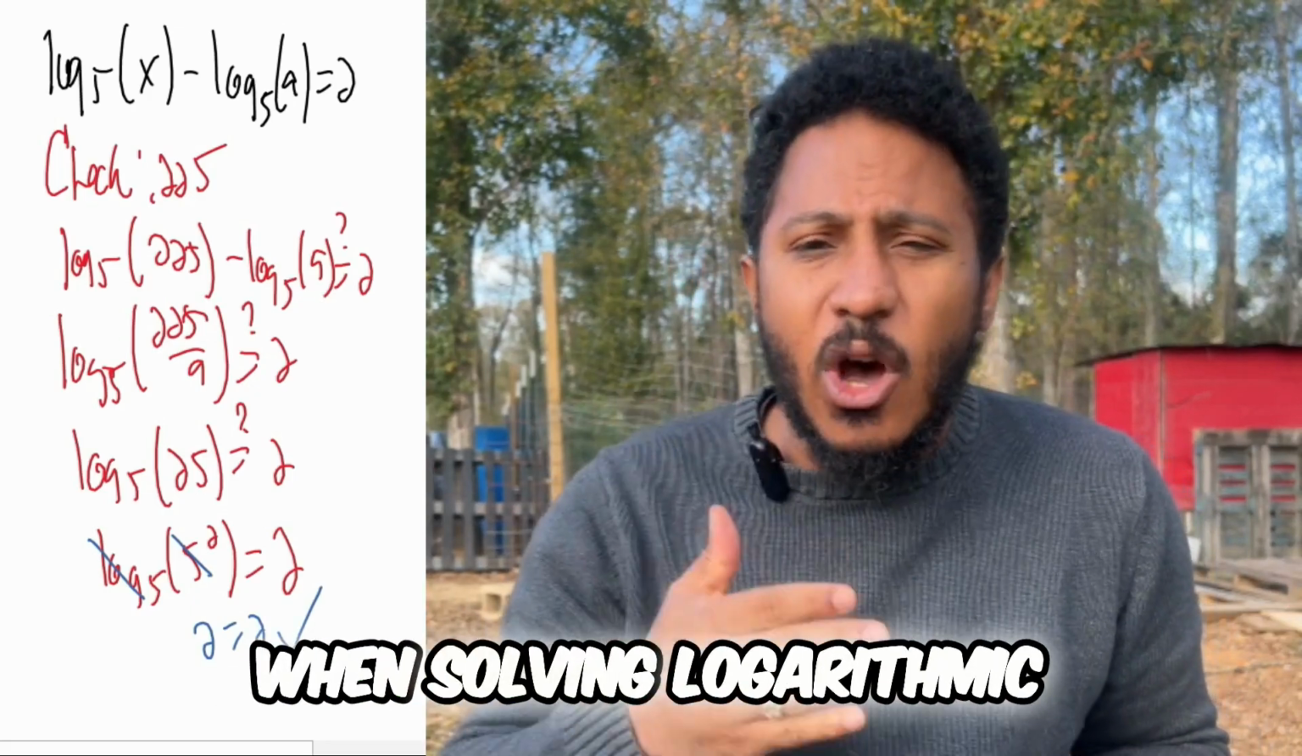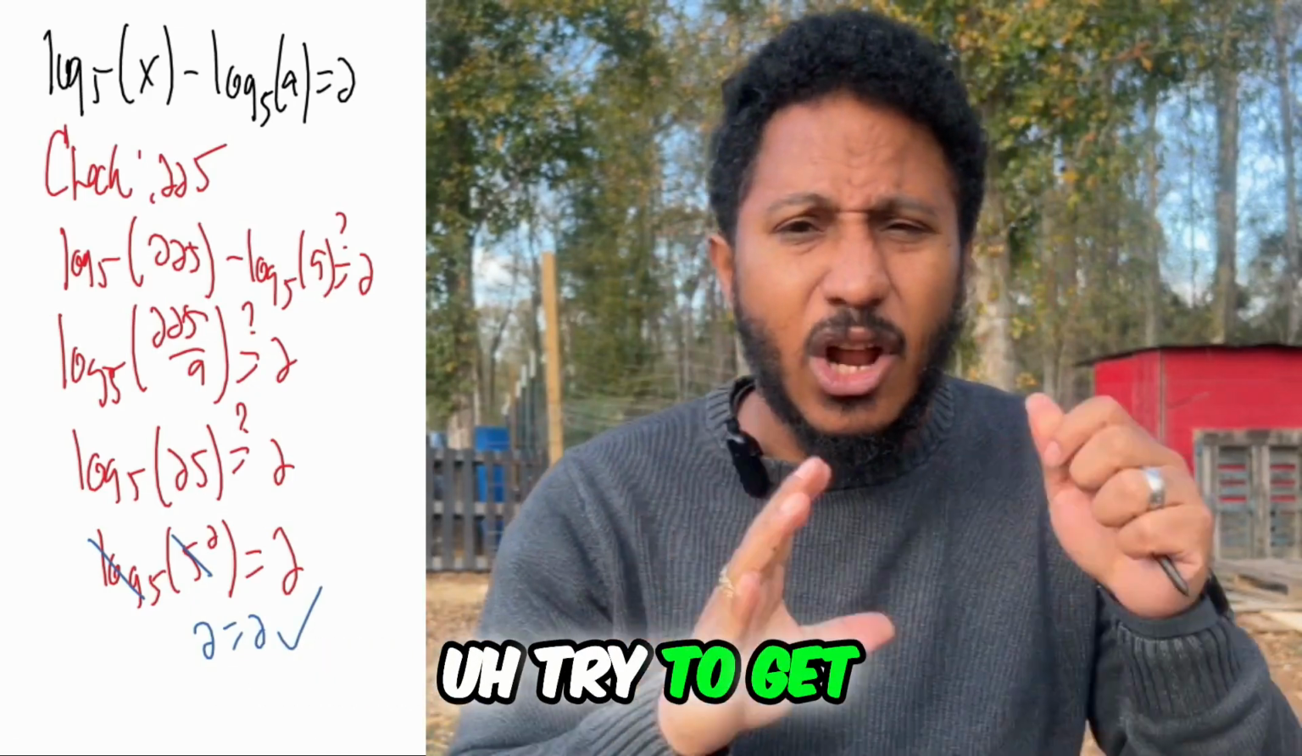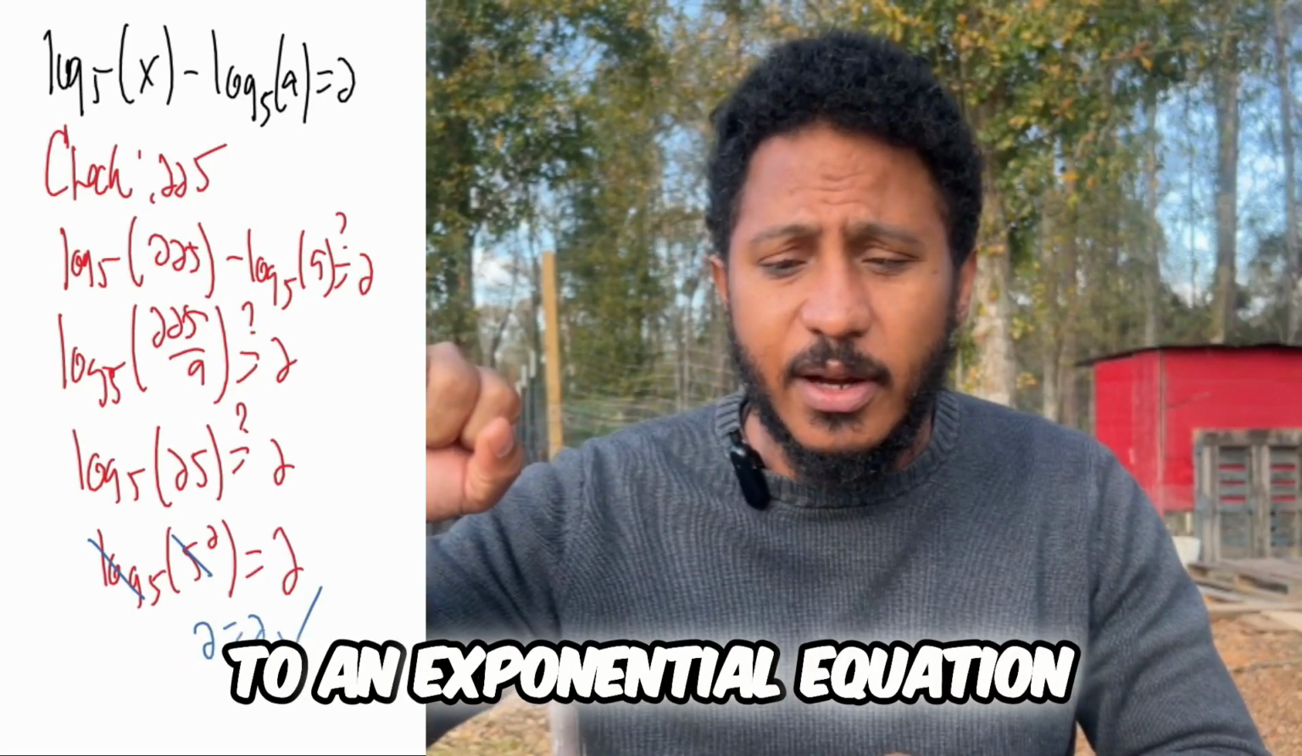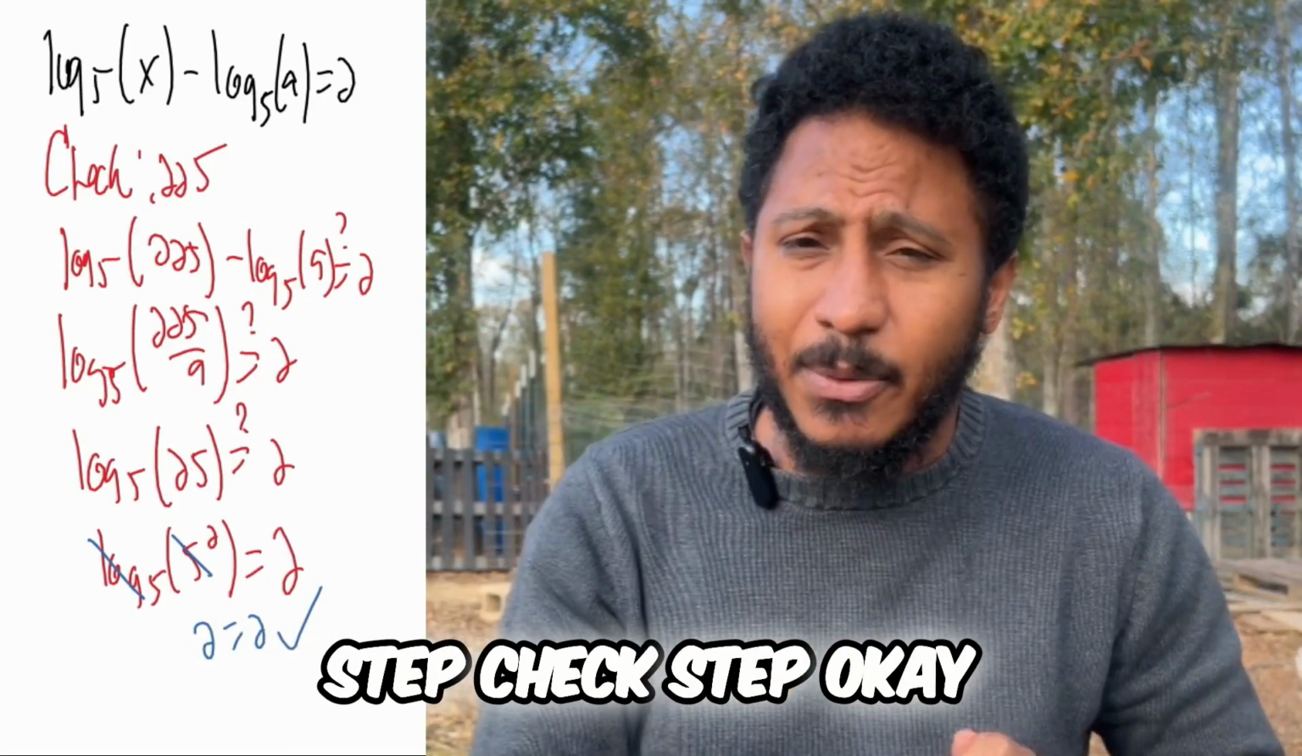So again, when solving logarithmic equations, try to get log equal to a number and change it to an exponential equation. And don't forget to check it. That's the Nike step, check step.